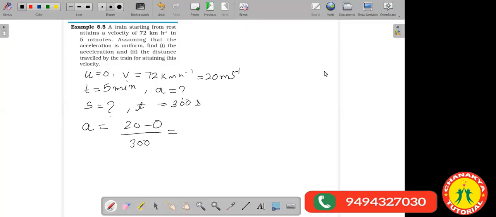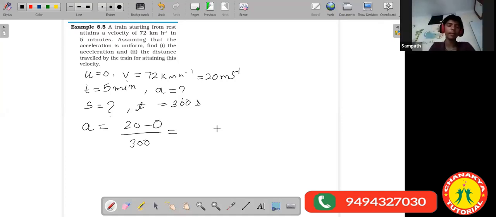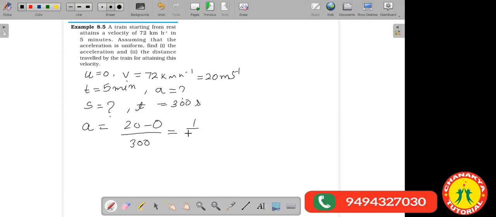Okay, so for this, acceleration will be 1 by 15 meters per second square. Acceleration we will get here 1 by 15 meter per second square. Now we can find out the distance traveled. Our next target is we want to find the distance or displacement. So which equation of motion shall we use?